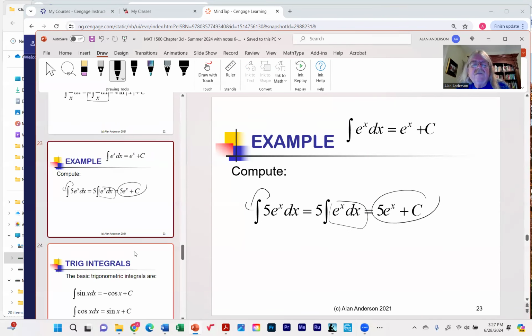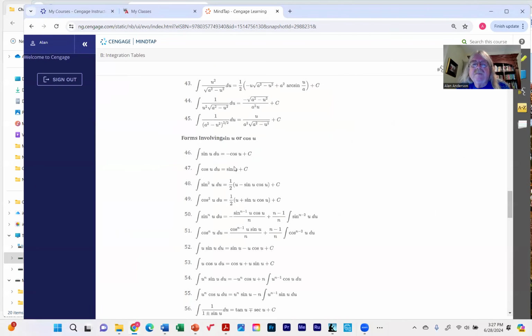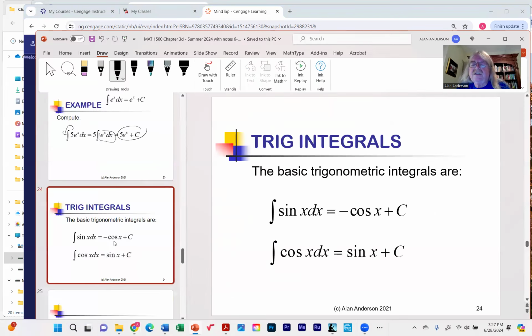Now, there's a handful of trig integrals that are not too painful. We'll start with these. And you did see them. And here, remember, now here, this is u, which is a function of x. It could be literally anything, but we're going to start with just x itself. So the integral of sine x dx is the negative cosine of x plus c. And the integral of cosine x dx is the sine of x plus c.